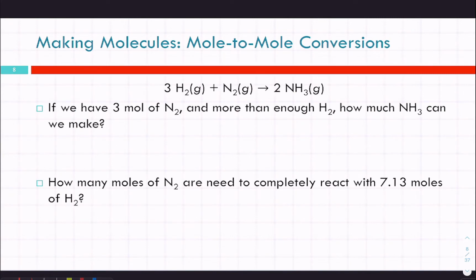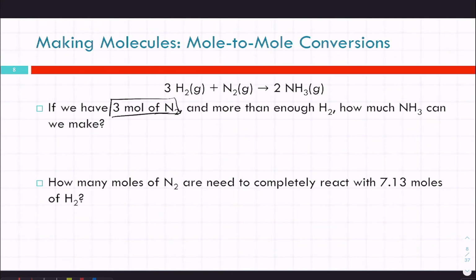So you put this into practice. If we have 3 moles of nitrogen, more than enough hydrogen, right? This is like our 2 eggs and more than enough of everything else. How much ammonia can we make? I think the best place to start on these is to just say, yes, we'll be 6.